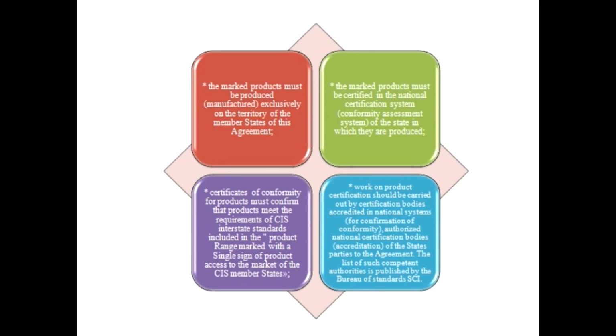Work on product certification should be carried out by certification bodies accredited in national systems for confirmation of conformity, authorized by national certification bodies, or accreditation of the states parties or their agreement. The list of such competent authorities is published by the Bureau of Standards (SCI). Products marked with a single sign of product access to the market of the CIS member states have the right to be sold on the territory of the states parties to the agreement without reissuing certificates of conformity issued in the national certification system.